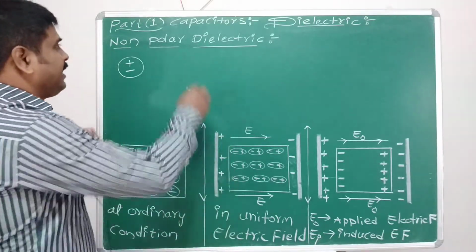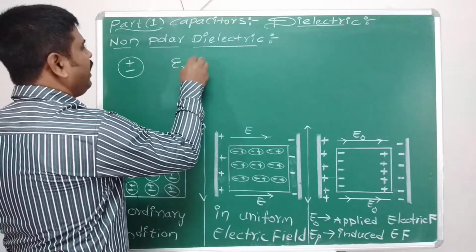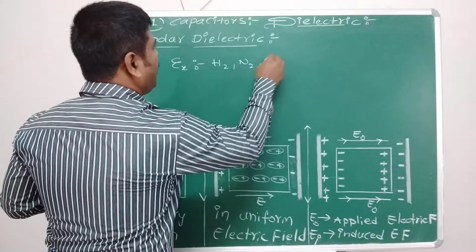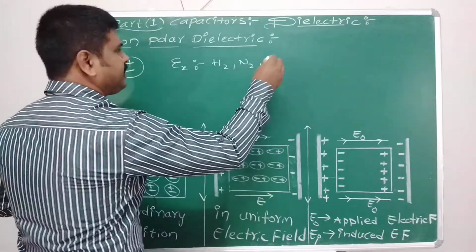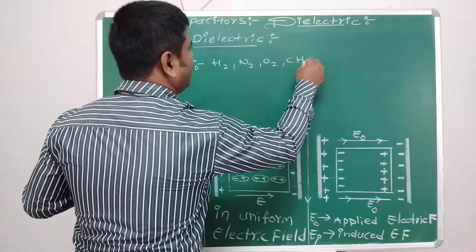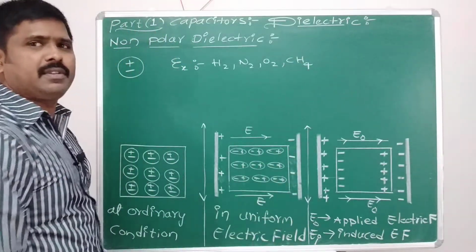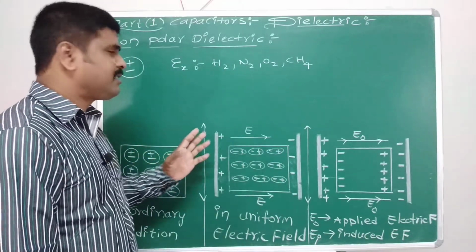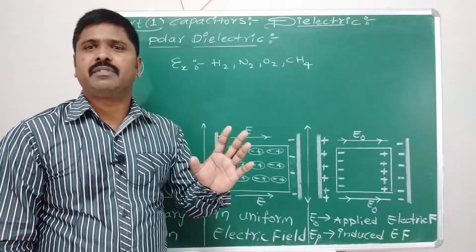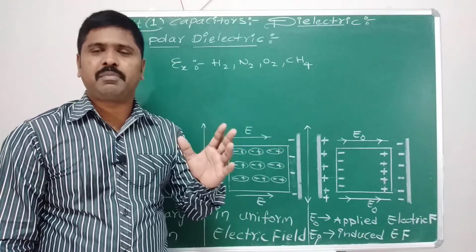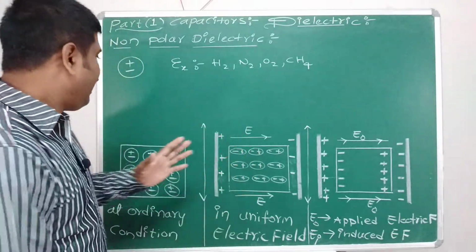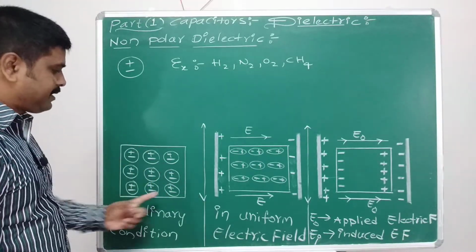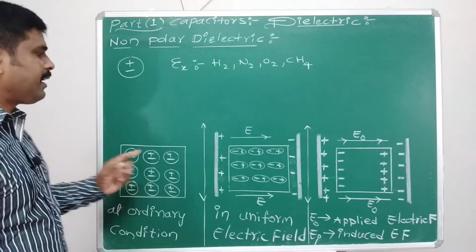The examples are H2, N2, O2, and CH4. These are examples of non-polar dielectric substances. So the net dipole moment is 0, that's why they do not have a permanent dipole moment. This is the non-polar dielectric substance.